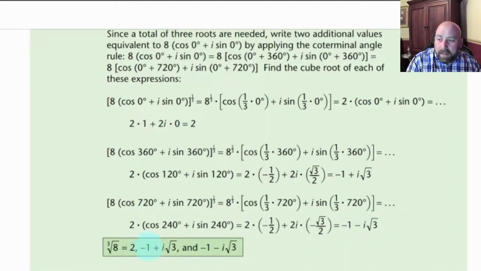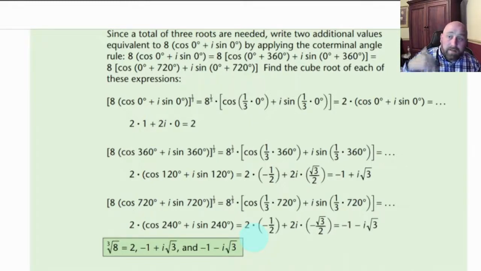So you had a -1 plus the imaginary square root of 3 and a -1 minus the imaginary square root of 3, and you had 2. 2 is one of our answers. That was the first one that we got. Okay. So there you go. There are the 3 roots of the cube root of 8.